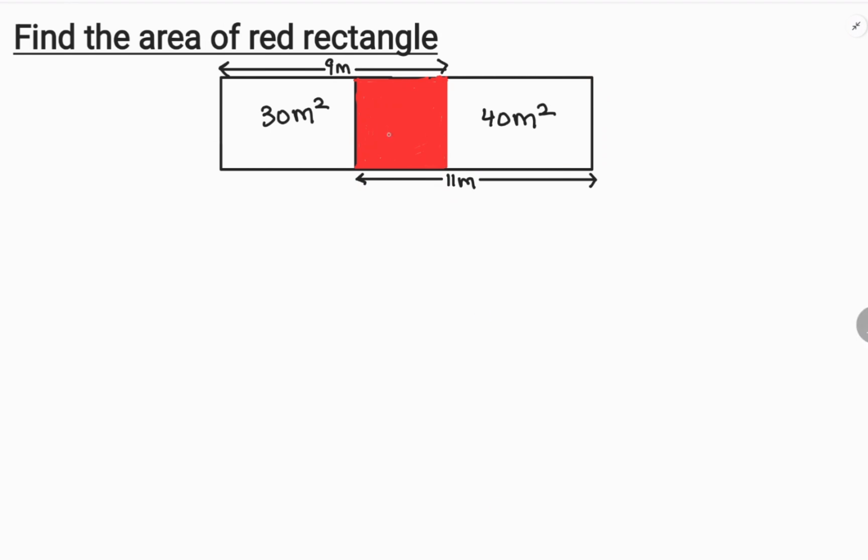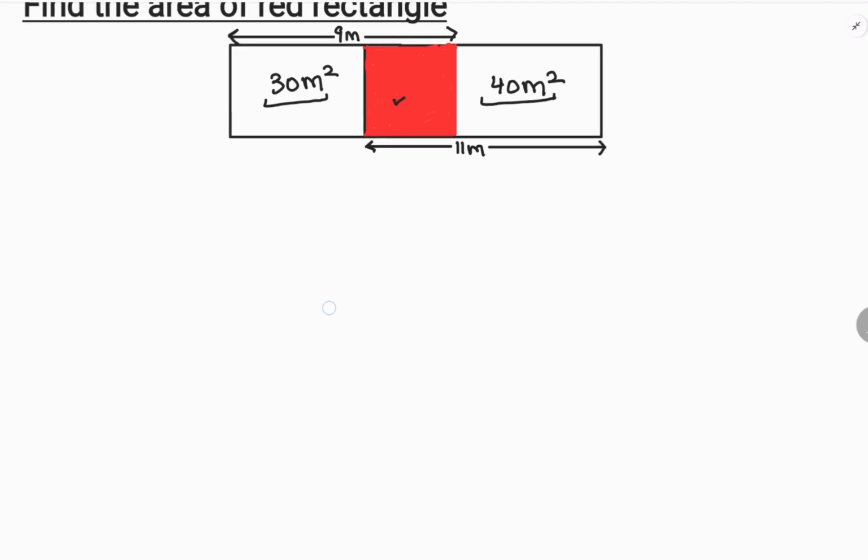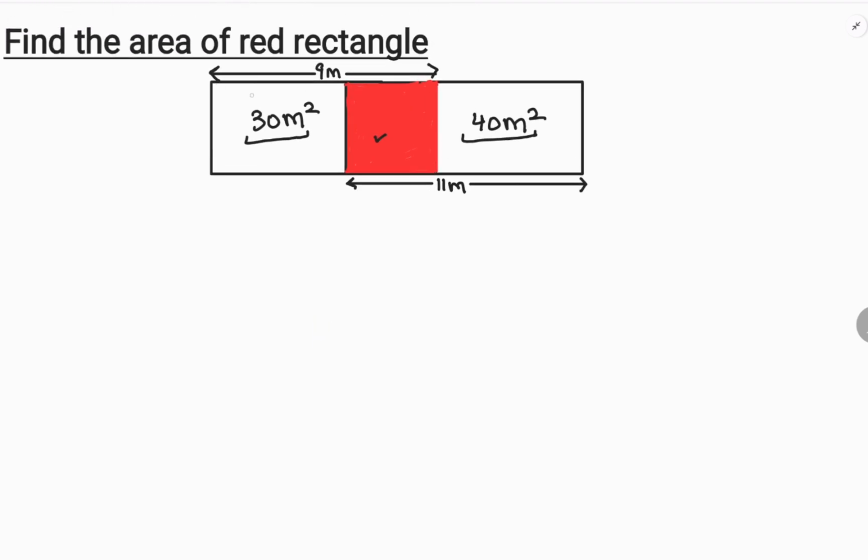In this video we are doing a question where we need to find the area of this rectangle. We are given that the area of this rectangle is 30 meter square and the area of this rectangle is 40 meter square. We are given the length of this side from here up to here is 9 meters and from here up to here is 11 meters. So how will we proceed?